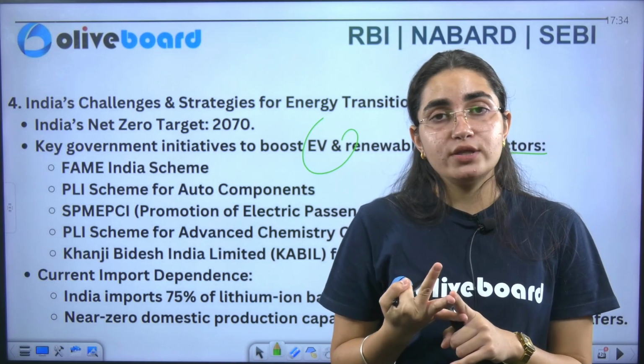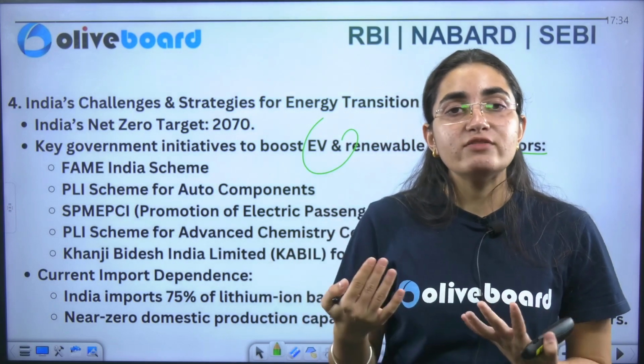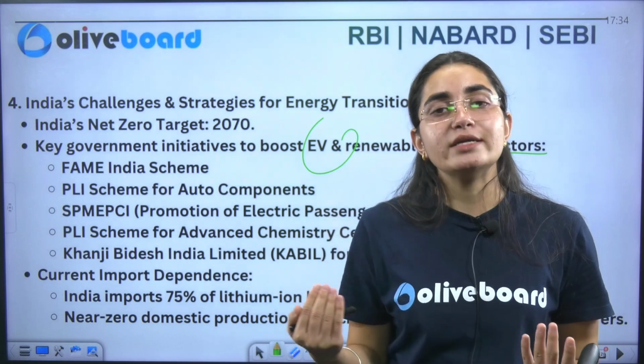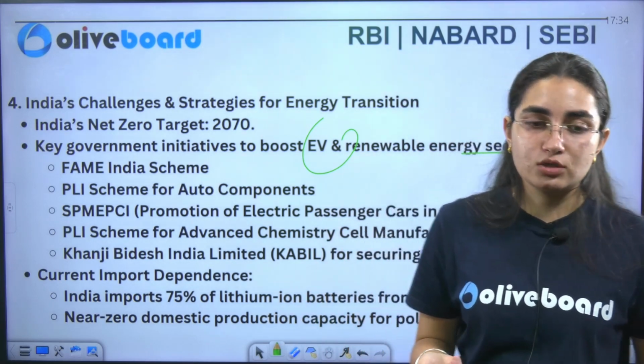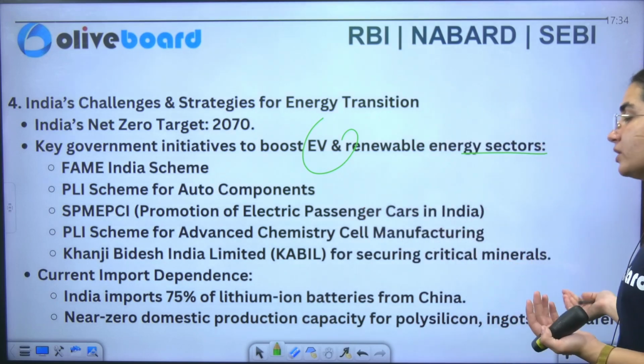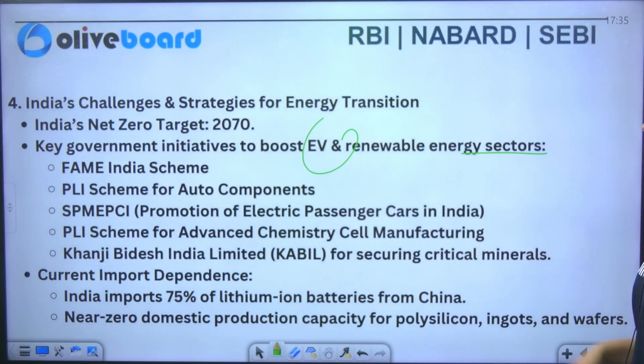Sometimes we are focusing on the adoption of more EV buses to lead to a decrease in pollution. Urbanization is there anyway, so that we can also reduce pollution. So that is what the government is continuously doing. So the FAME India scheme is there, the PLI scheme for auto components is there, SPM EPCI is also there, the PLI scheme for advanced chemistry cell manufacturing is also there, and Khanij Bidesh India Limited for securing critical minerals is also there.